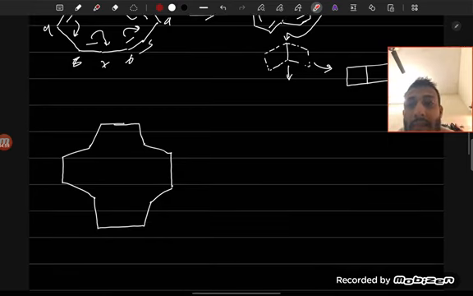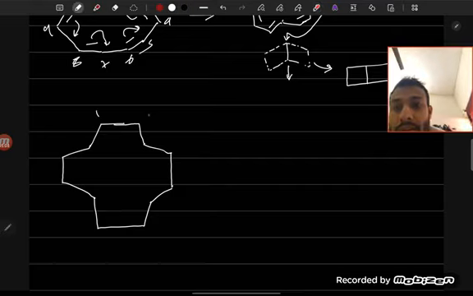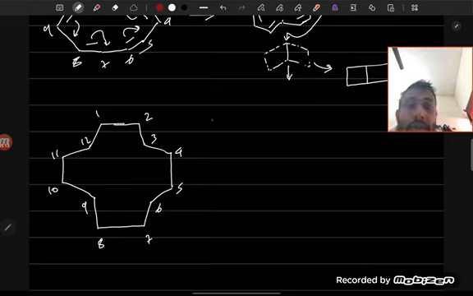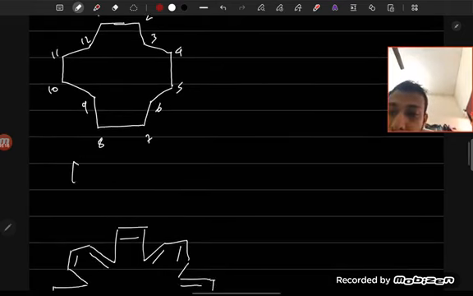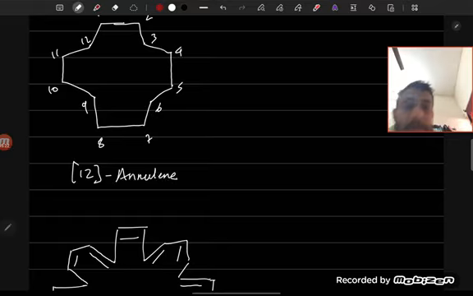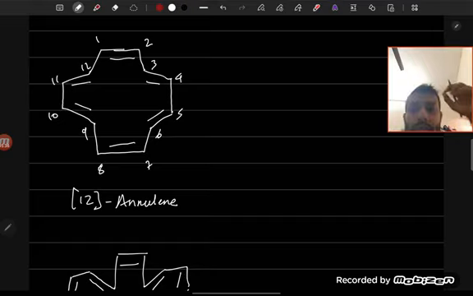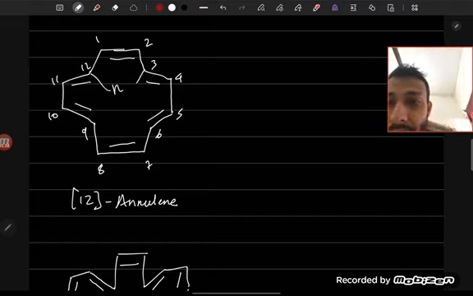Okay, let me move to the next compound, that is, let me number it 1 2 3 4 5 6 7 8 9 10 11 12. So its name is 12 annulene. Okay, and it has a proper circulation of electrons. Yes. And here are the hydrogen atoms.